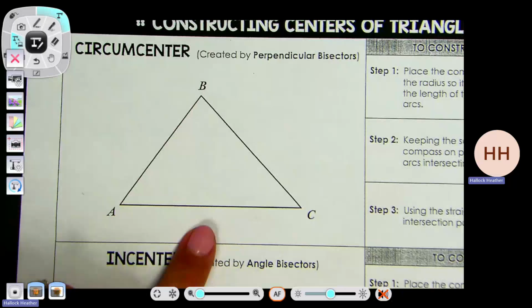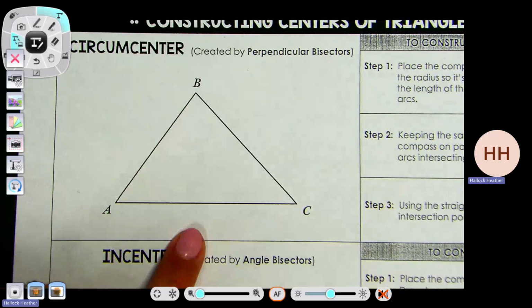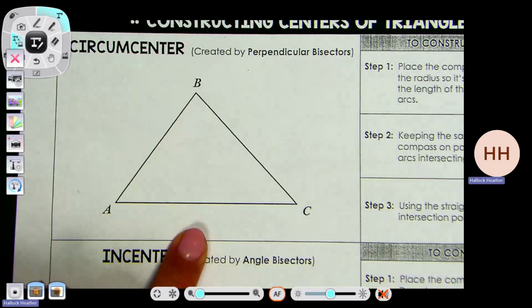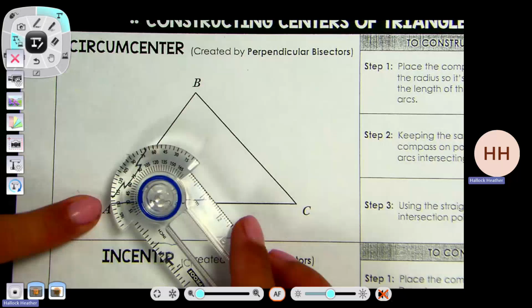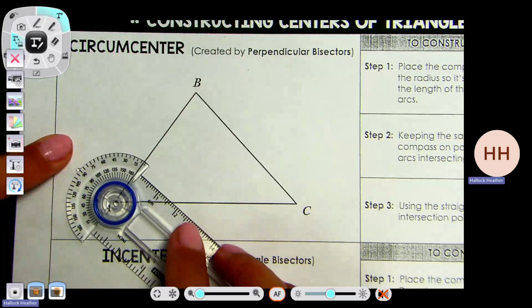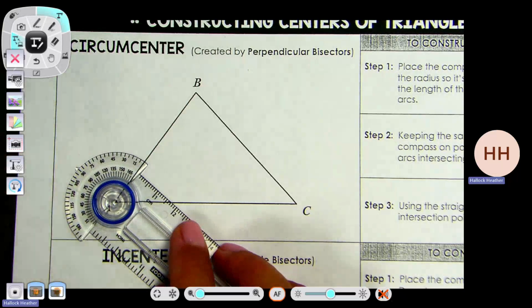So we're going to start with AC. Everybody put your compass on A. Make sure you look through the little hole. Make sure you're not going to the letter A. You're going to the corner of the triangle.